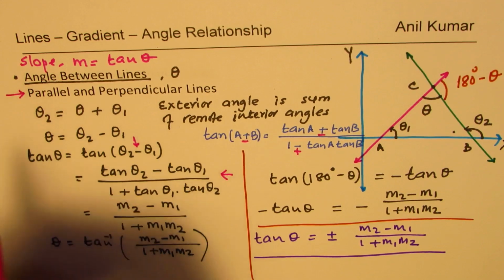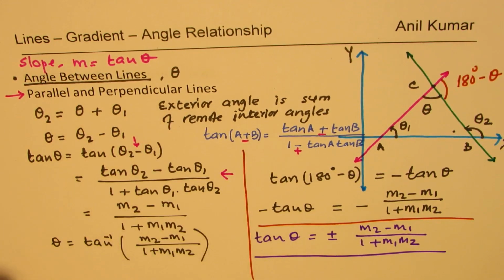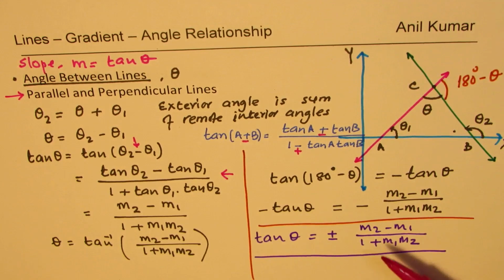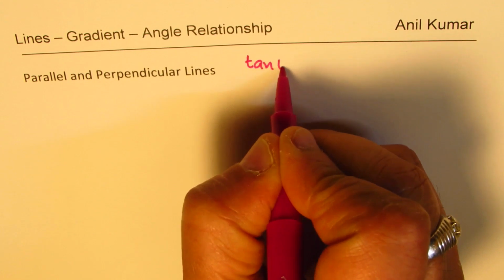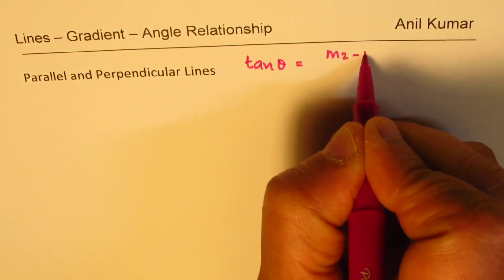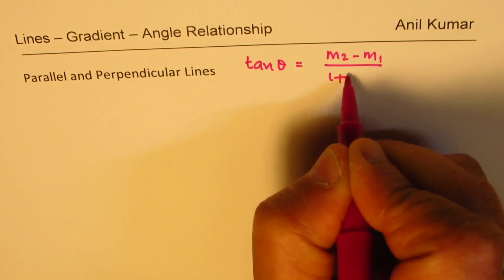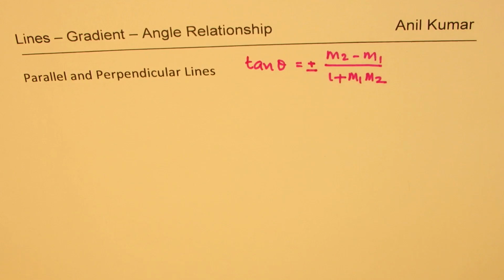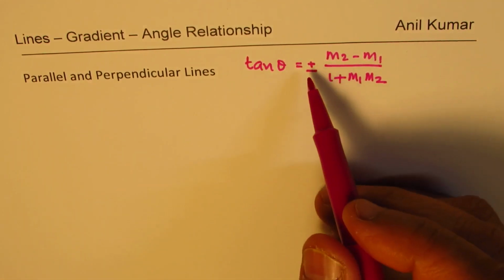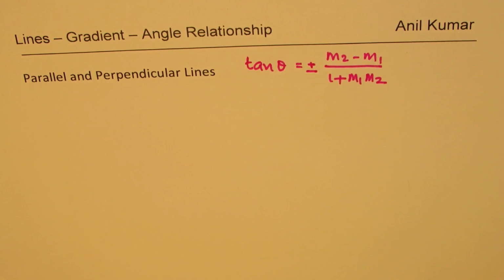And in the next page, let's consider parallel and perpendicular lines, right? So we'll begin with the given formula here, which is tan theta equals plus or minus the difference of their slopes divided by 1 plus the product of their slopes, correct? So let me write down the formula here once again. So basically we have tan theta equals m2 minus m1 over 1 plus m1 m2, right? We have seen that the angle could be plus or minus since we are considering the acute angle or the obtuse angle. Both are the right angles, correct?